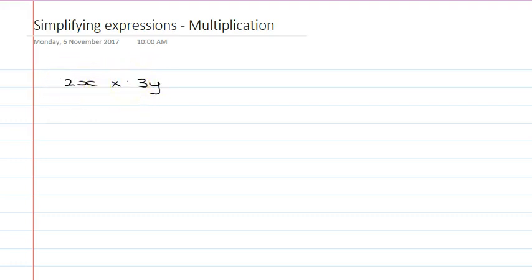So we multiply the coefficients together first, so 2 times 3 is 6. Then we've got the variables. So this is x and this is y. Now when we simplify, we are multiplying everything together, which means that the multiplication sign disappears and all the variables can go together. So we've got 6xy.